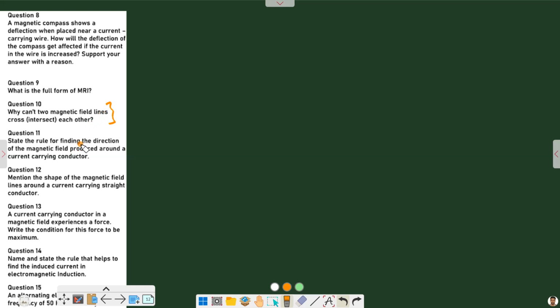Moving to question number 11: state the rule for finding the direction of the magnetic field produced around a current carrying conductor. Its answer is the right hand thumb rule. We have already discussed this rule in quite some detail and many times in the theory class and in our previous question series also, so you can find its explanation there. Moving to next.